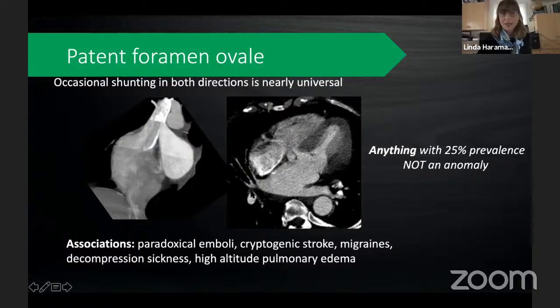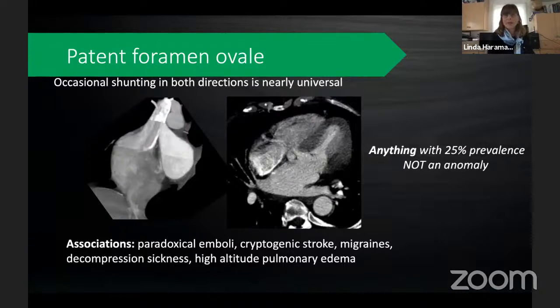This is from an axial non-gated CT. And here we also can see shunting of contrast, but in this case, it's right to left. We see the dense contrast from the right atrium layering along the interatrial septum and going through a PFO into the left atrium. So what I'm going to say is that anything with 25% prevalence in the general population is not an anomaly. And I don't think that when you make that broad statement that that's controversial, but there's a lot of attention being brought nowadays to PFOs, and there are associations between PFO and a variety of pathologies.